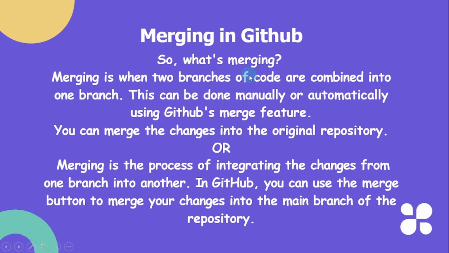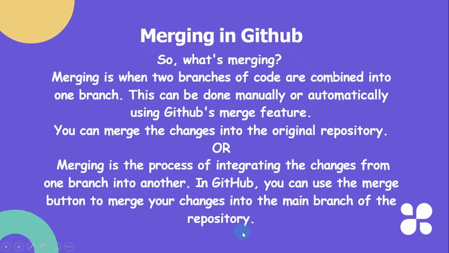Okay, so we have branching, and so what's merging? Merging is when two branches of code are combined into one, and this can be done manually or automatically using GitHub's merge feature. And you can merge the changes into the original repository. Another definition of merging is the process of integrating the changes from one branch into another. In GitHub, you can use the merge button to merge your changes into the main branch of the repository.